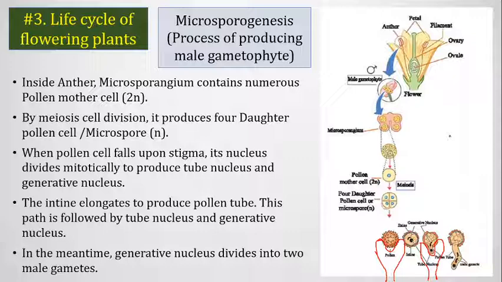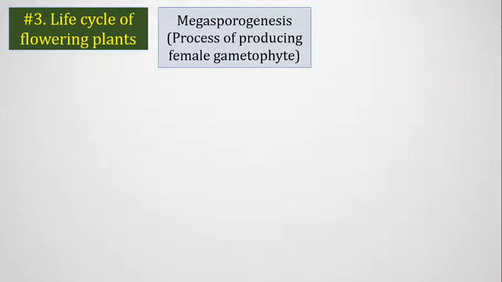That is how male gametes are produced in the flower and inside the pollen. So we have finished the process of microsporogenesis, or male gametophyte formation. Some of the process is completed within the anther, and some of the later changes take place after pollination. Now we will discuss megasporogenesis.